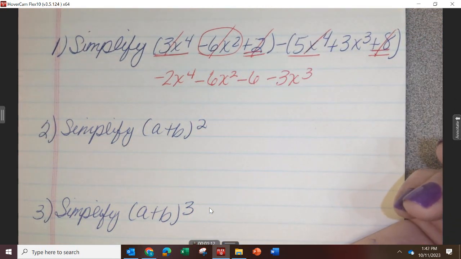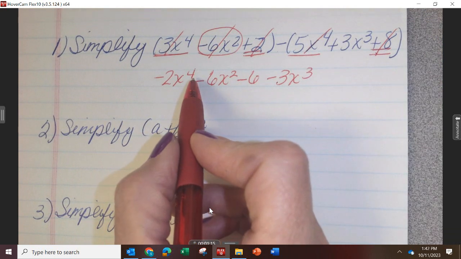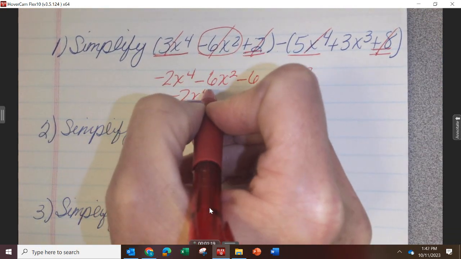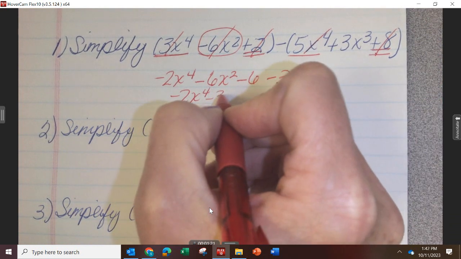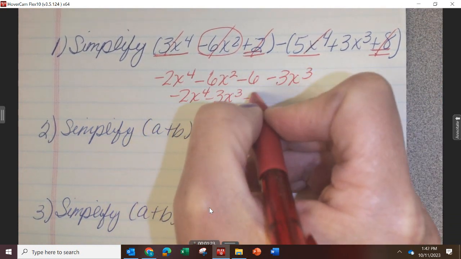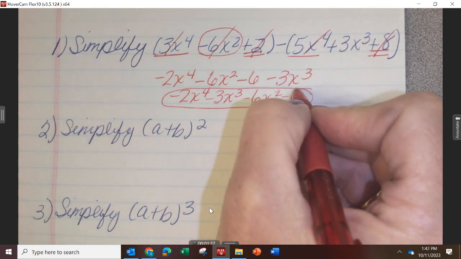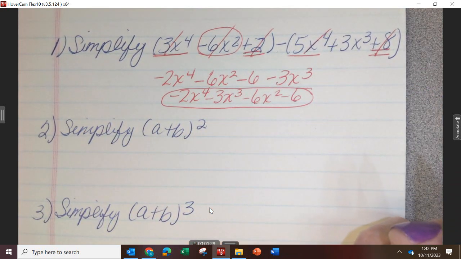Now I mentioned descending order though. So I look at my highest exponent, and that's what I want to come first, that term. Then the cubed term would come next, and then the squared term, and then that. And so this is what we get if we subtract all of that. How many got it right?